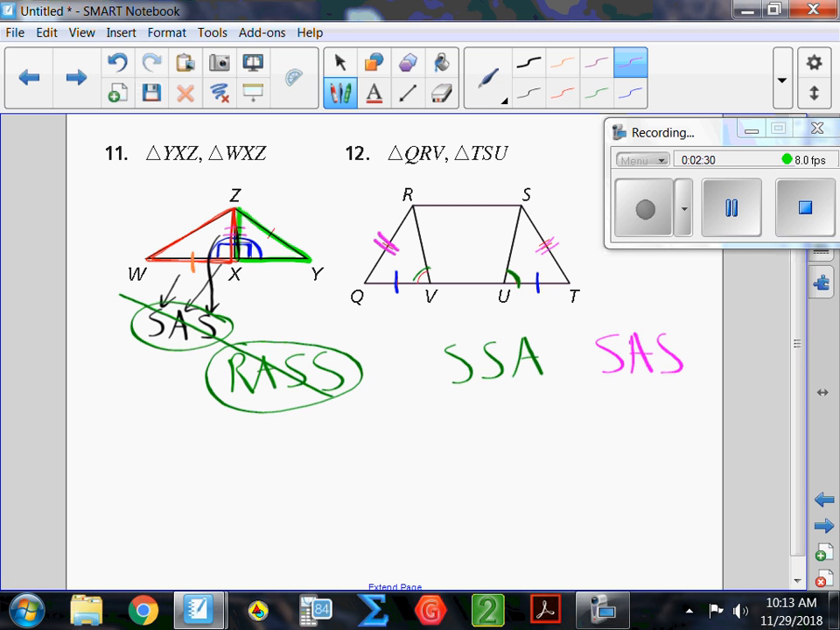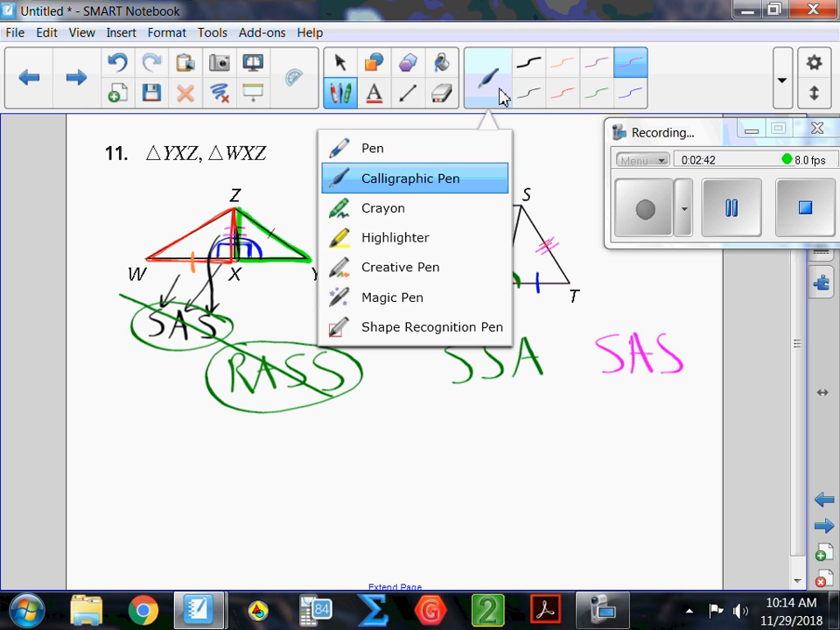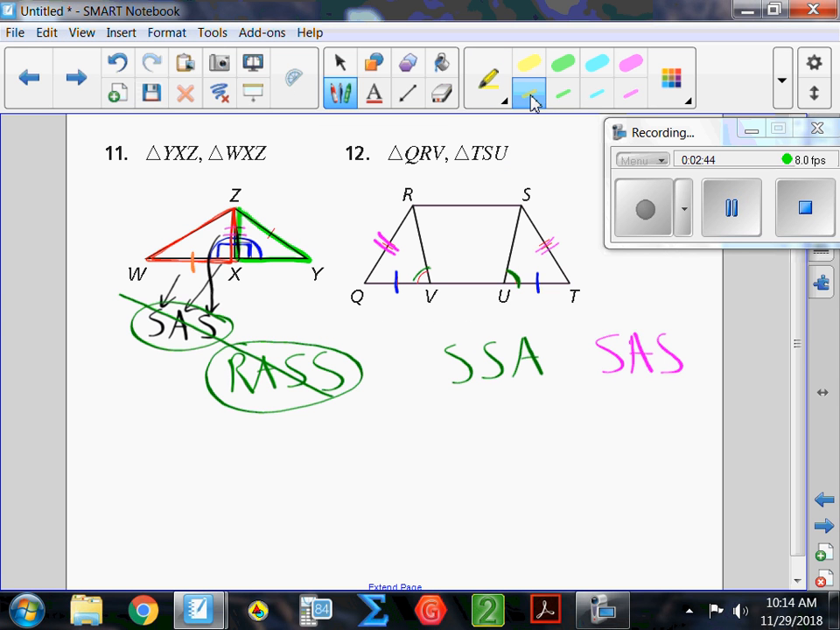Side angle side is a congruence theorem that works if the angle is in between the two sides. Side side angle, written in green, is a theorem that doesn't work unless the angle is a right angle. I'm going to use my yellow highlighter to show the two side lengths. I'll pick one of the triangles. So ST, TU. You can look at the other triangle, RQ, QV.